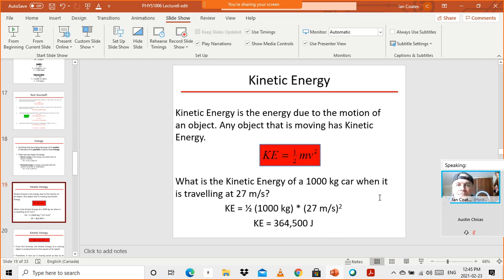So kinetic energy is the energy due to the motion of an object. And here's the formula. Kinetic energy is equal to half mass times the velocity squared. Another formula, I'm going to give you numbers, you plug and play. What is the kinetic energy of a 1,000 kilogram car when it is traveling at 27 meters per second? There you go. It has a kinetic energy of 364,500 joules. That's it. So that's the energy associated with motion.